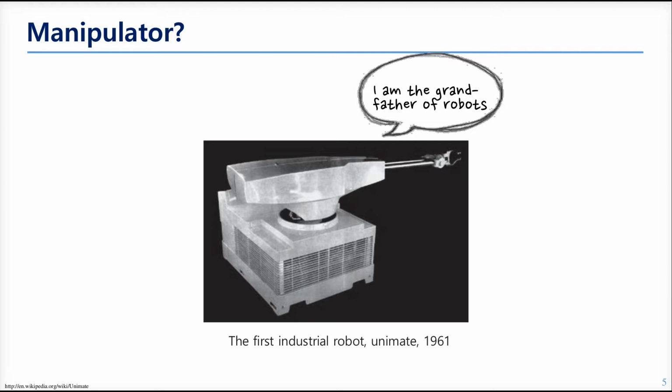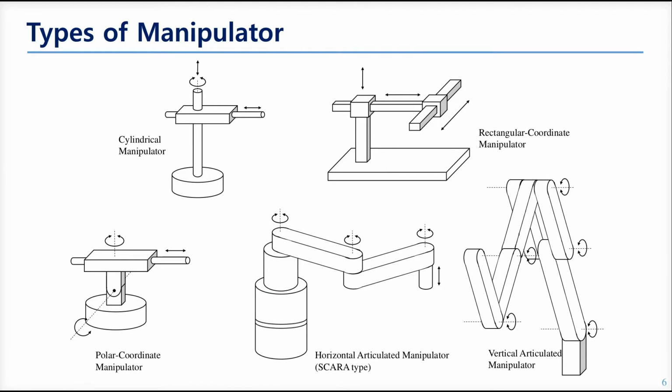This is the first arm robot, or so-called manipulator, in the world, and it was made in 1961. This can be called the grandfather of all existing manipulators. There are many types of manipulators: the cylindrical type, the polar coordinate type, the rectangular coordinate type, the horizontal articulated type, and the vertical articulated type.